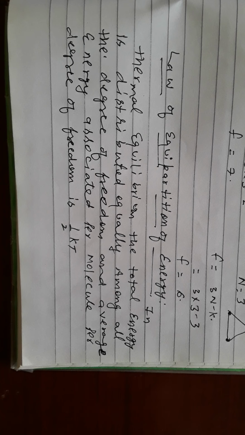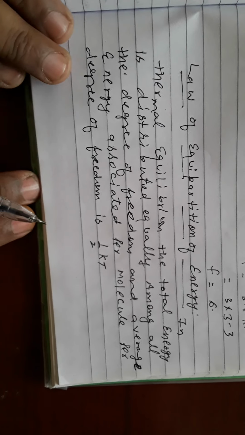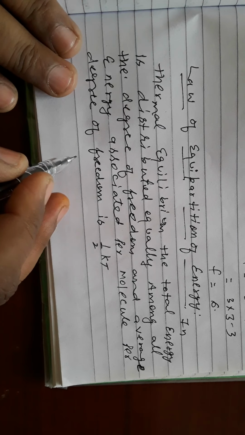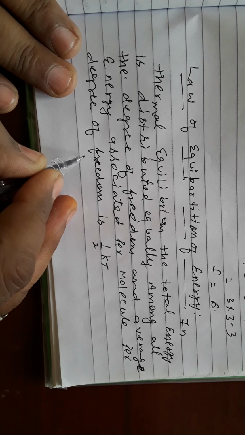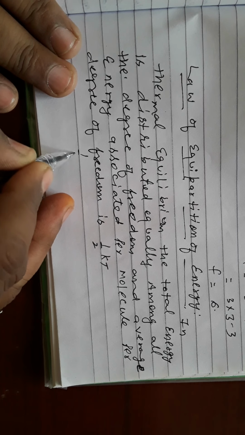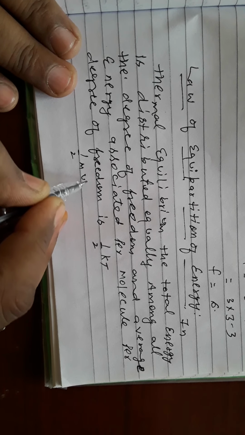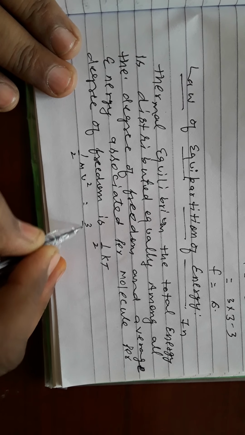Next topic is law of equipartition of energy. According to this law, in the thermal equilibrium, the total energy is distributed equally among all the degree of freedom, and average energy associated per molecule per degree of freedom is half into kT. Earlier we have proved that kinetic energy half mv square is equal to 3 by 2 kT.